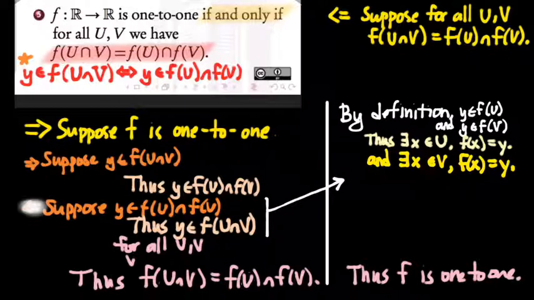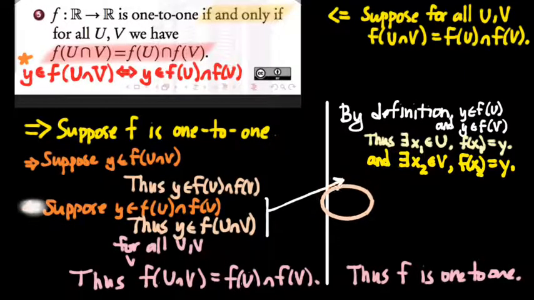Let's call the first one, the element of u, x1. So f of x1 is equal to y. And for the second element, let's call it x2. That's the one that belongs to v. So f of x2 is equal to y. Okay, great. So now we've produced, let me see if I can diagram this out here.